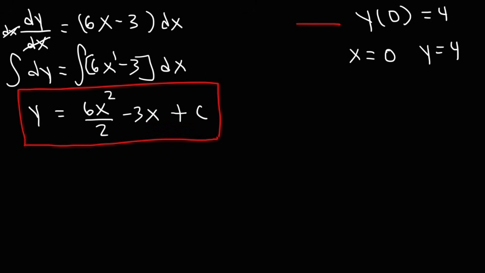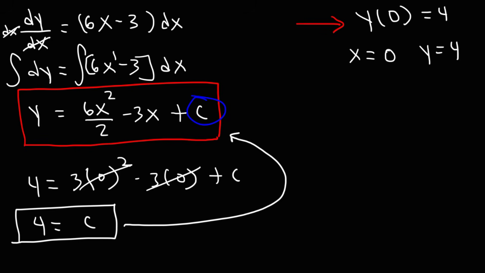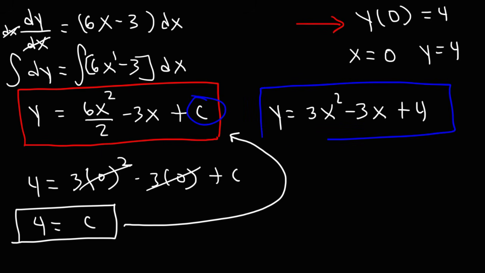But now, we need to plug in our initial value. The reason why we're going to do that is so that we can find the value of c. So we said that y is 4, 6 divided by 2 is 3, x is 0, and so 0 squared times 3 is 0, so all of this is 0. We can clearly see that c is equal to 4. Now the last thing we need to do is plug in the value of c. So our final answer is going to be 3x squared minus 3x plus 4. So this is the solution to the initial value problem.